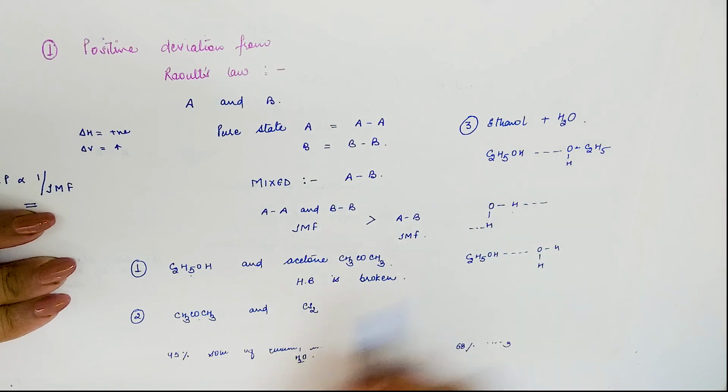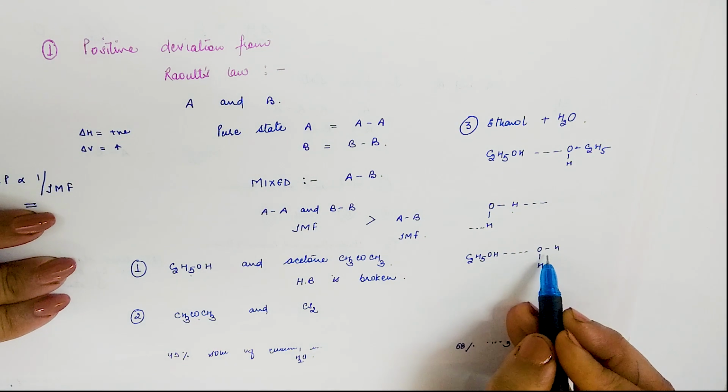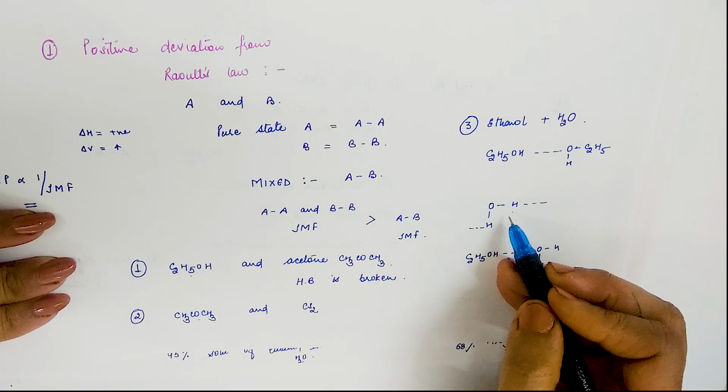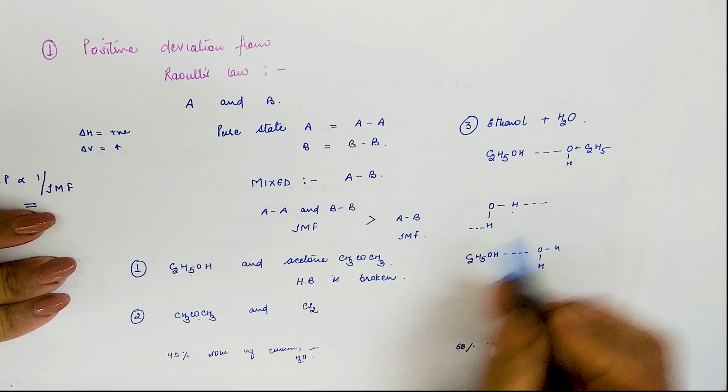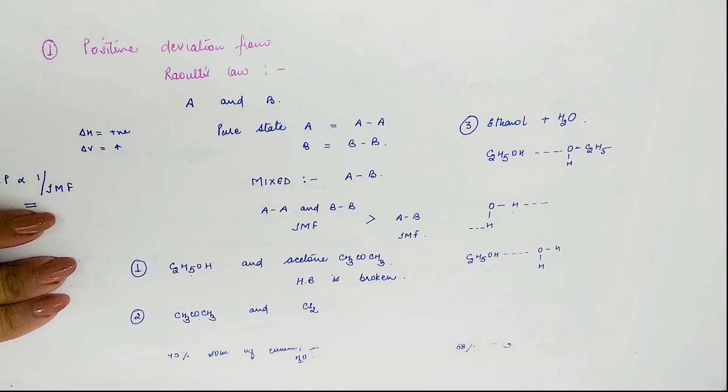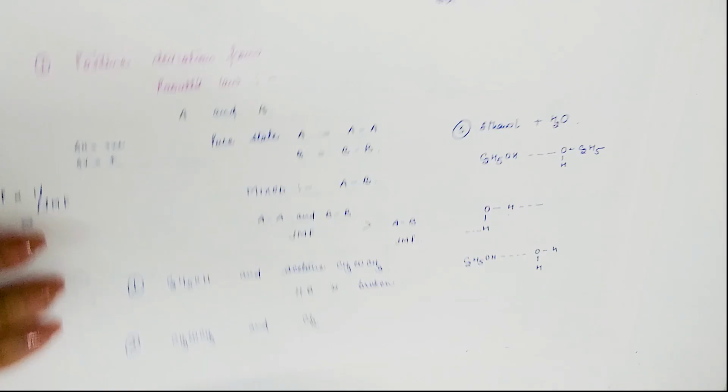Now what will happen? I said earlier, which is breaking the hydrogen bond. So here what will happen? This ethanol is breaking the hydrogen bonding of the water and therefore weakens it, and therefore it is which case? Positive deviation from the Raoult's law. Hope this point is clear to you.